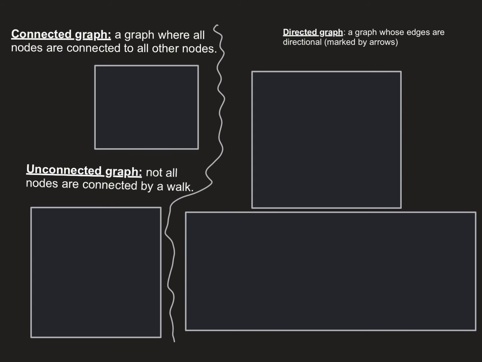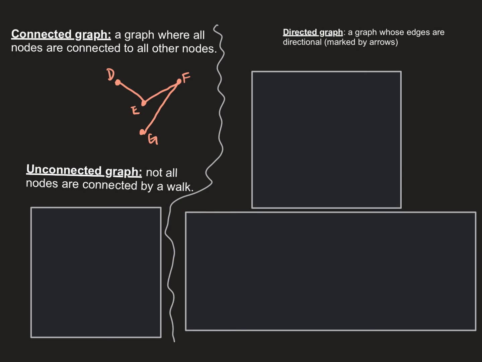A connected graph is one that looks like this, where all of the nodes are connected. Notice they don't all have to be connected to each other. That is what we would call a complete graph. D and G do not have to have a connection between them, but I can get from D to G.